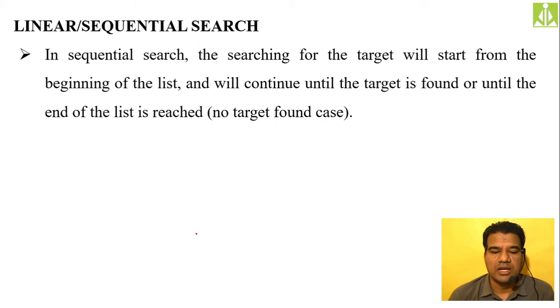So in linear sequential search, the searching for the target will start from the beginning of the list, that is the leftmost element in the list, and continue towards the end of the list, that is the rightmost element. If the target is found in the list, we return the index value of that target location. And if the target is not found, it means we reached the end of the list and still the target is not present in the list. So we conclude that it is the target not found case.